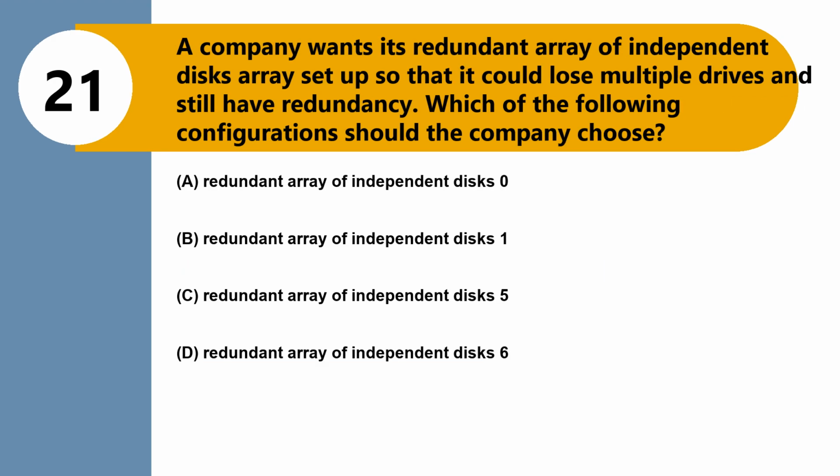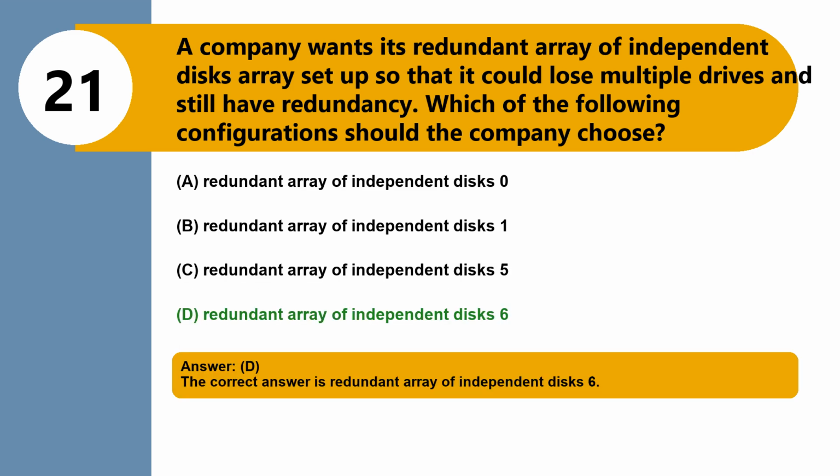Question 21. A company wants its redundant array of independent disks array set up so that it could lose multiple drives and still have redundancy. Which of the following configurations should the company choose? Option A, redundant array of independent disks 0. Option B, redundant array of independent disks 1. Option C, redundant array of independent disks 5. Option D, redundant array of independent disks 6. The correct answer is option D, redundant array of independent disks 6.